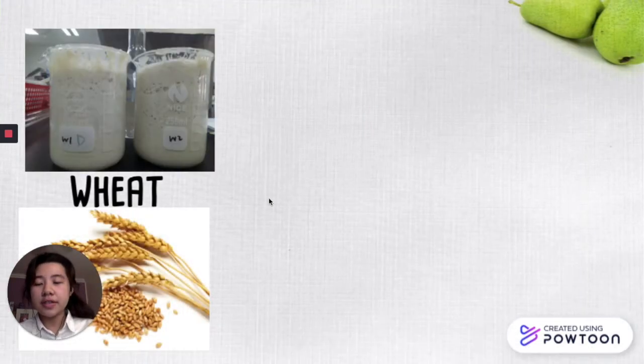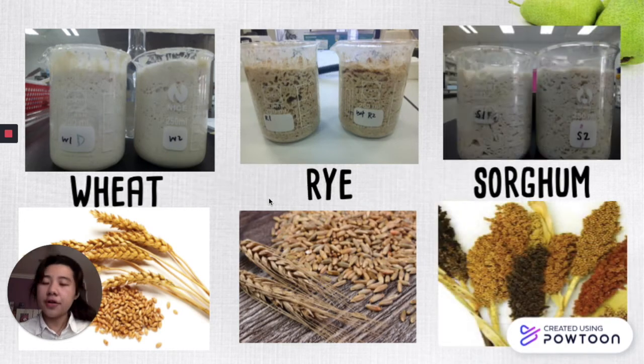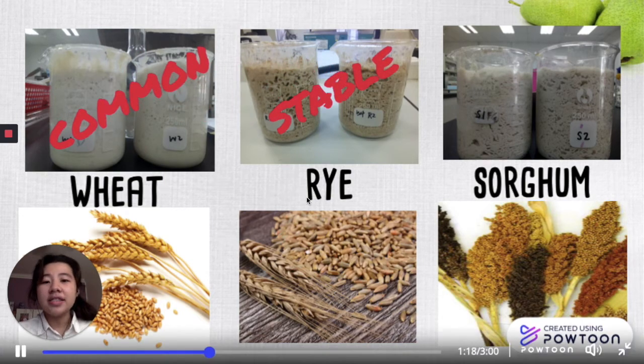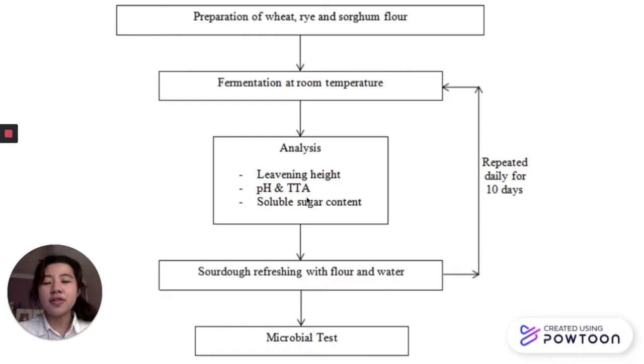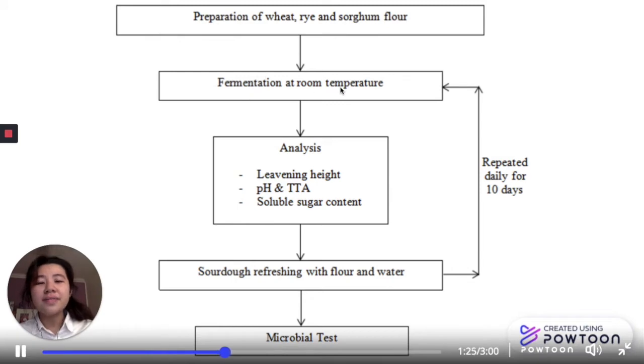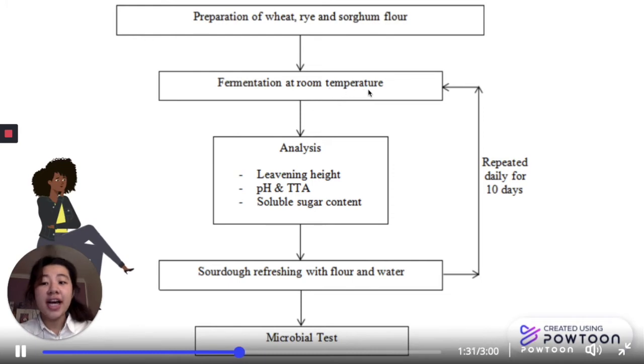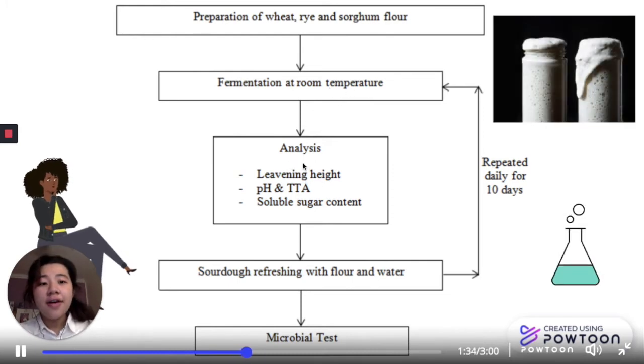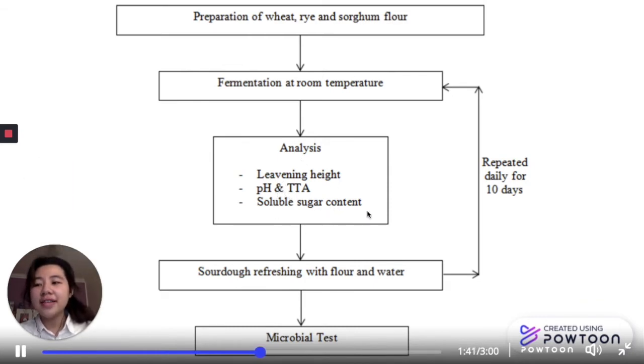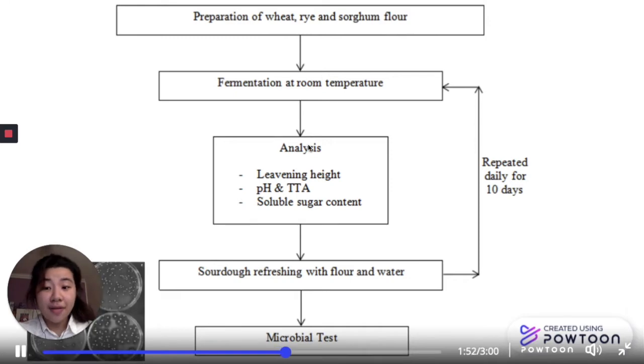Sourdough starters used for the study were wheat, rye, as well as sorghum. Why these? Wheat is used because it is the most common flour, rye is the most stable sourdough starter, and sorghum is gluten-free. In the research, 50 grams of flour was mixed well with 50 grams of distilled water. The dough was then left to be fermented at room temperature. Every day, the samples were extracted for tests like leavening height, pH and TTA, and soluble sugar content. After this daily analysis, refreshing was done by discarding 100 grams of them and adding back 50 grams of flour and 50 grams of water. The fermentation was done for 10 days and a microbial test was done.